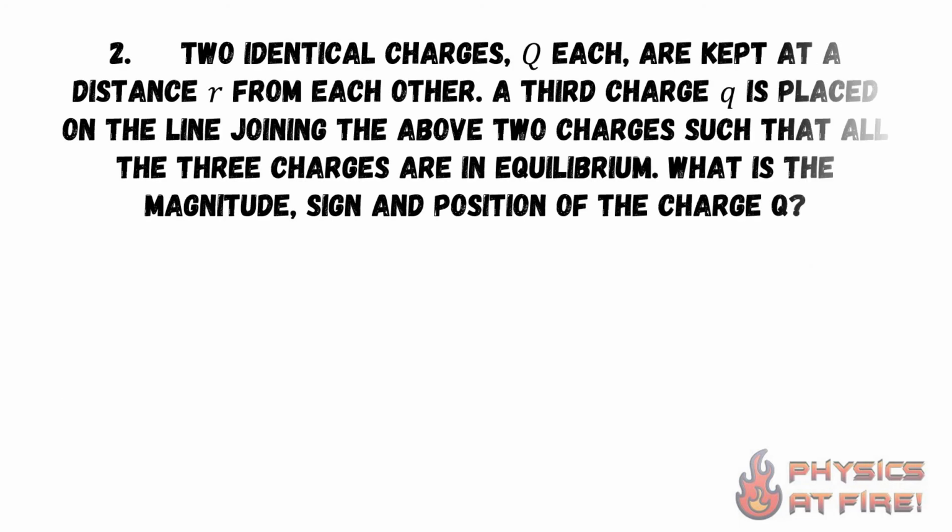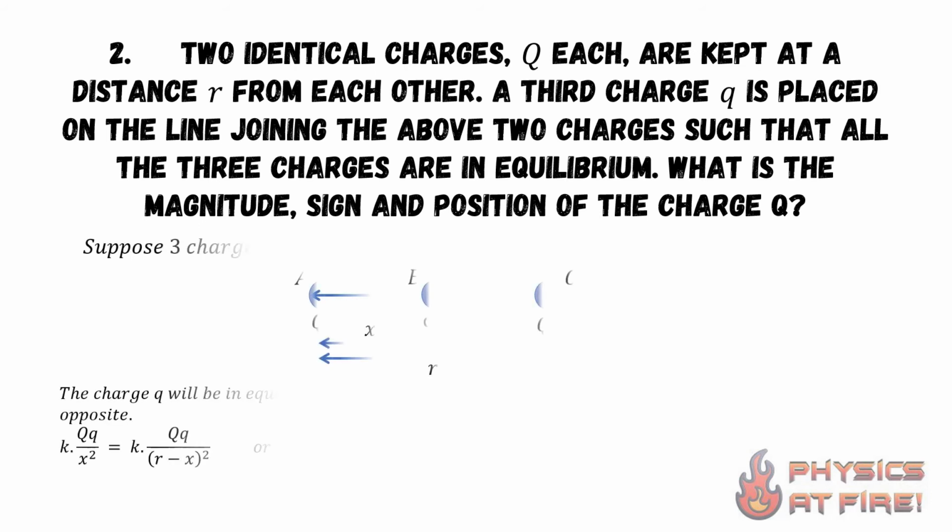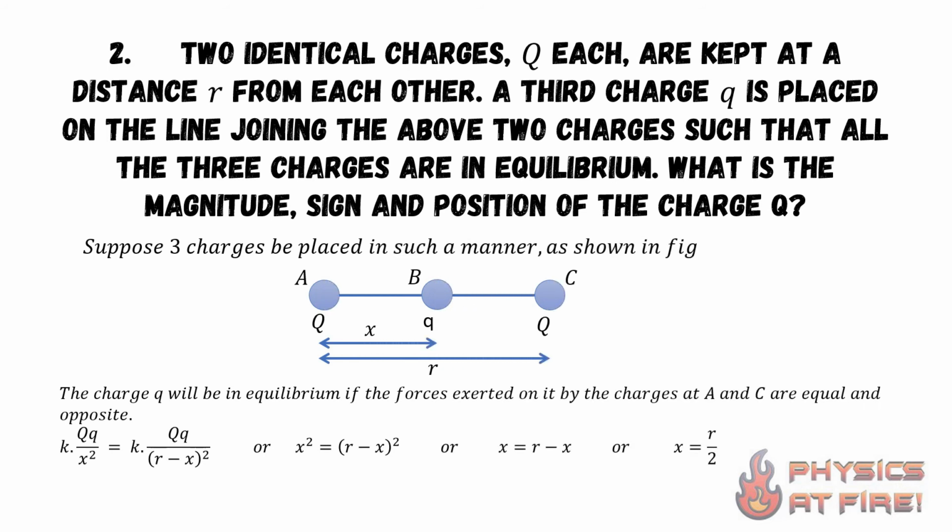Let's have another example. Two identical charges, Q each, are kept at a distance r from each other. A third charge q is placed on the line joining the above two charges such that all the three charges are in equilibrium. What is the magnitude, sign, and position of the charge q? Suppose the three charges are placed in the manner that the charge q will be in equilibrium if the forces exerted on it by the charges at A and C are equal and opposite.